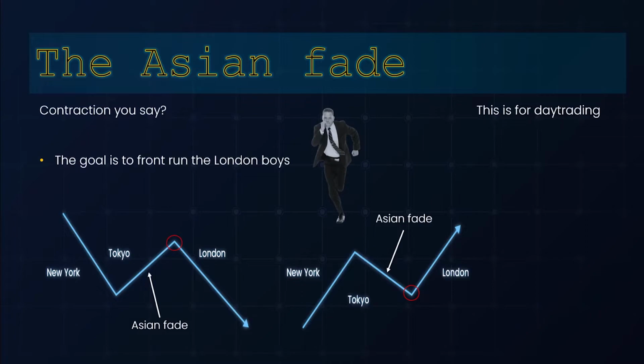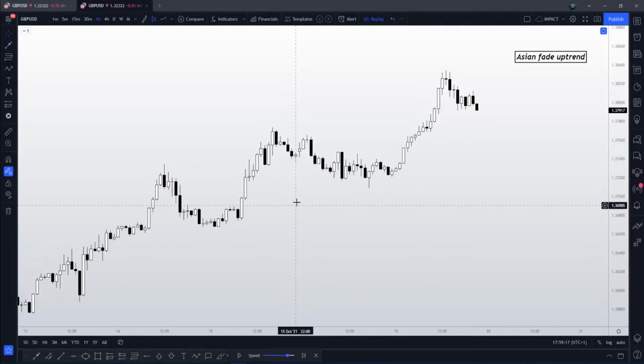It works the same way for an uptrend. We wait for Asia to create a retracement, a higher low, and enter for a buy around London Open. Of course, this depends on the pair that you're trading as well. USD CAD, for example, will most likely move during the New York session. Let's see how this looks on the charts.